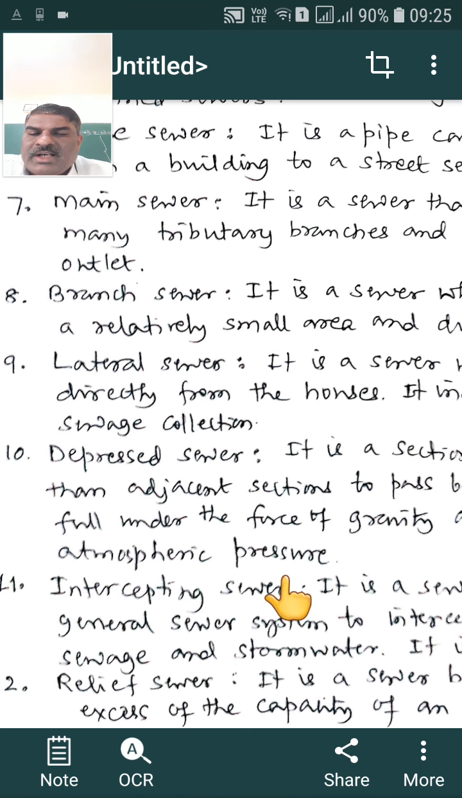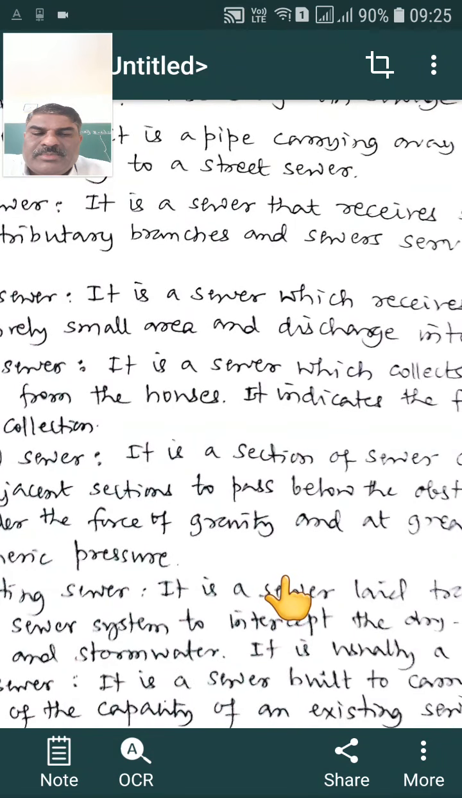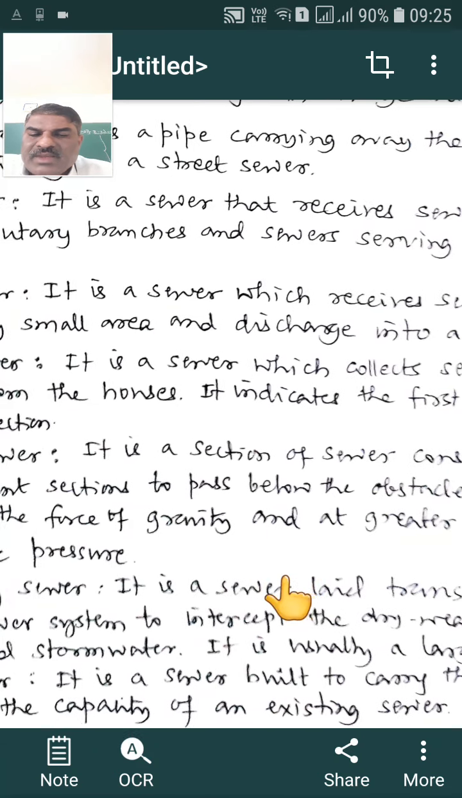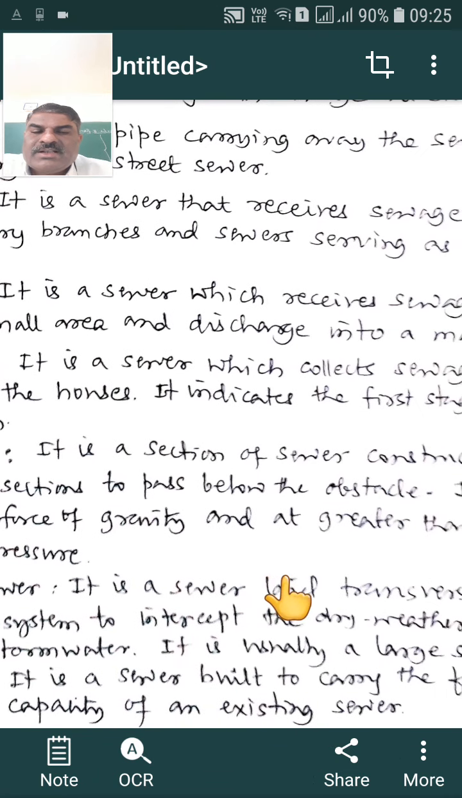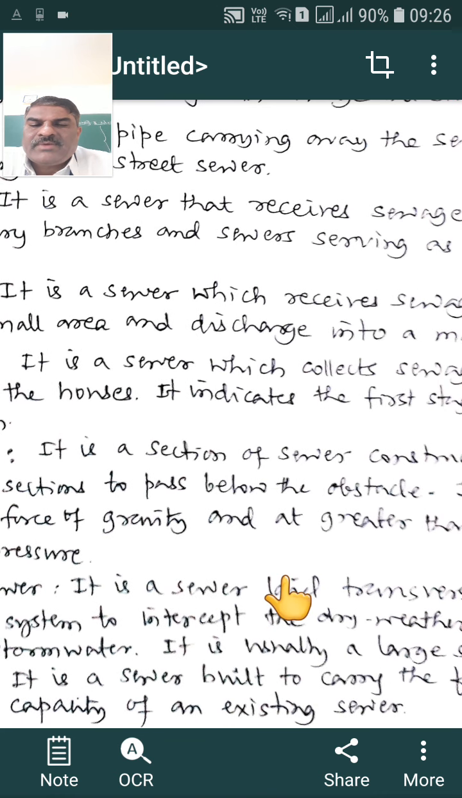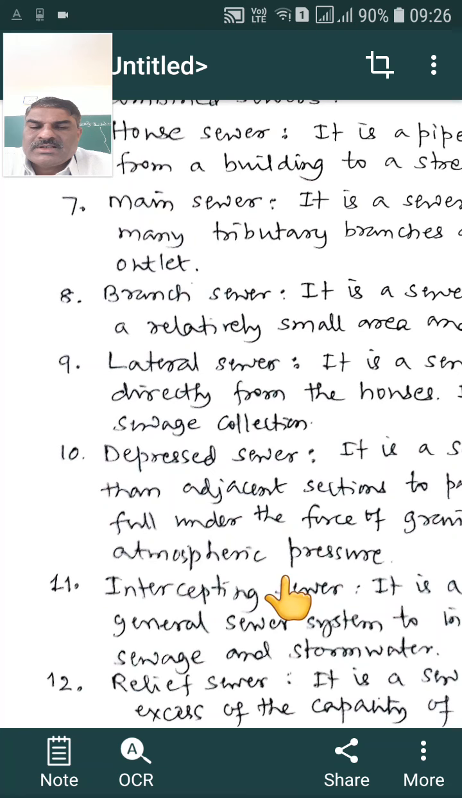Then coming to relief sewer. It is a sewer built to carry the flow in excess of the capacity of an existing sewer. A sewer will have a certain diameter, and accordingly the supply will take place. But due to excess rainfall, the surface runoff water will be drained as excess. In such a case, it will be referred to as a relief sewer.